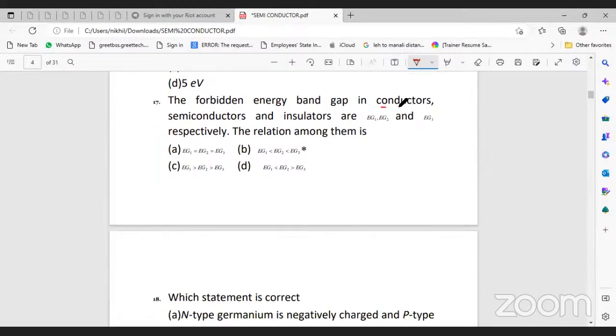Forbidden energy gap is not there in the case of a conductor. It is almost close to 1 electron volt in the case of a semiconductor. But in the case of an insulator, it is a larger energy gap. So which is the relationship? If I say Eg1 is the energy gap for conductors, Eg2 is the energy gap for semiconductors, Eg3 is the energy gap for insulators. For an insulator, the energy gap is more than a semiconductor. The energy gap in the semiconductor is more than the energy gap in the conductors. So option B is the right answer.